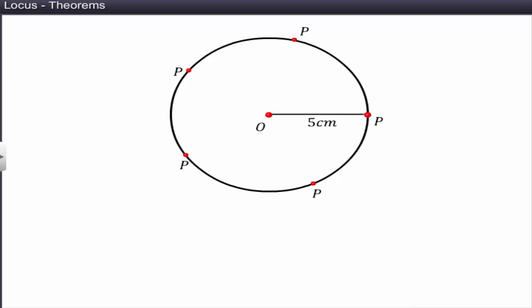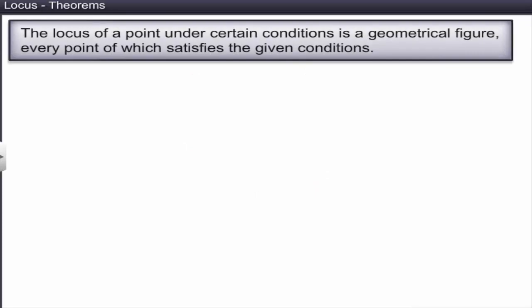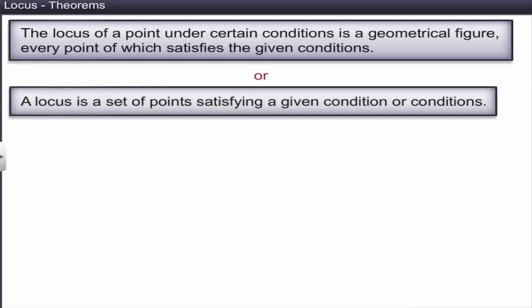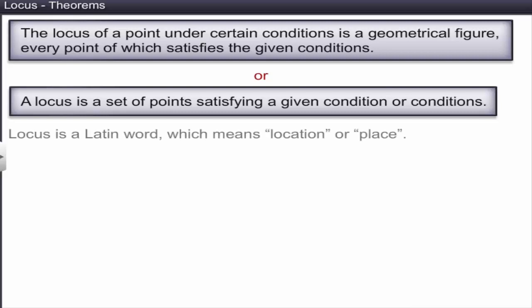The path traced out by point P that satisfies the given condition is known as the locus of point P. Thus, the locus of a point under certain conditions is a geometrical figure, every point of which satisfies the given conditions. In other words, a locus is a set of points satisfying a given condition or conditions. Locus is a Latin word, which means location or place. The plural of locus is loci.